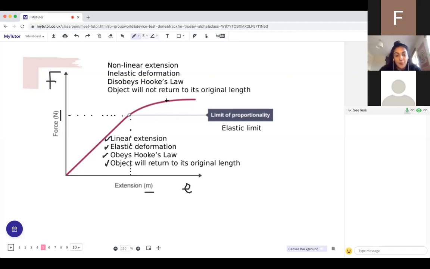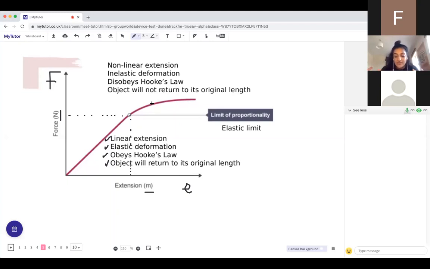And then for the other part of the graph, we have a curved part. No longer a straight line, we now have a curved part. So non-linear extension, we don't have a line anymore. We have inelastic deformation, which means it doesn't return to its original shape. We apply a force, but now it's permanently deformed, it's never going to go back to how it originally was. We've stretched it out of shape.